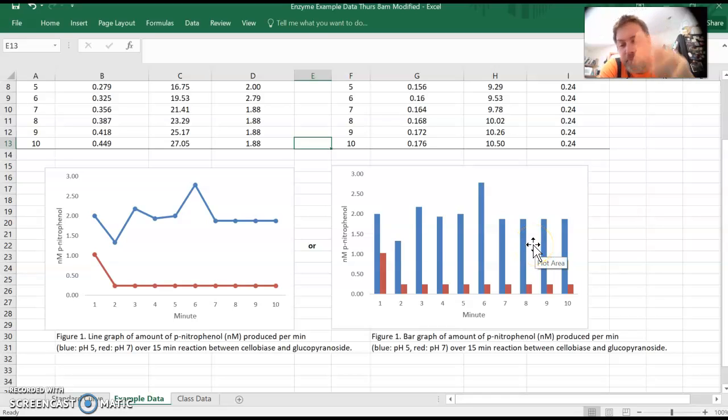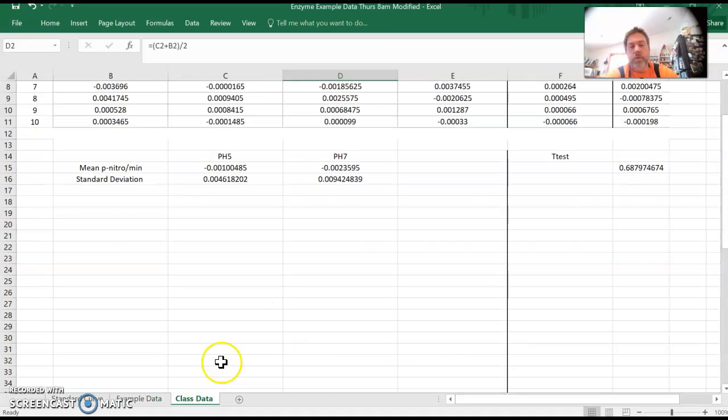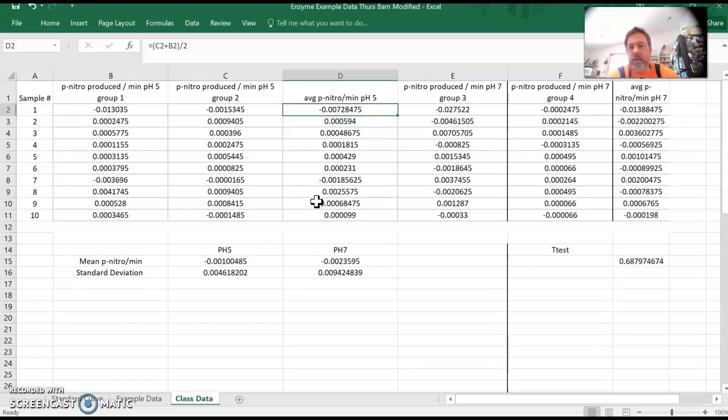Okay, so let's take a look at some of your data. What I've done is I've taken your class data, and I forget what the colors were. I think it was green and yellow. So this would be the green group, yellow group, I think red, and I can't remember if we have pink or blue. All right, so each of the four groups is here.